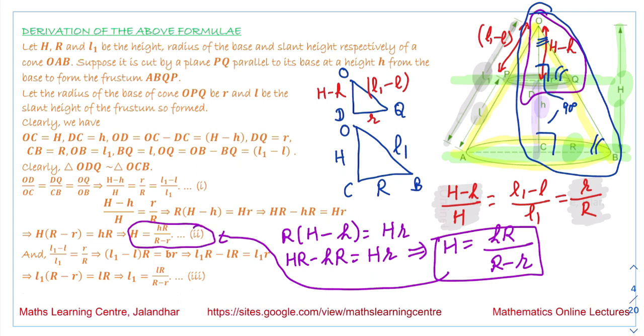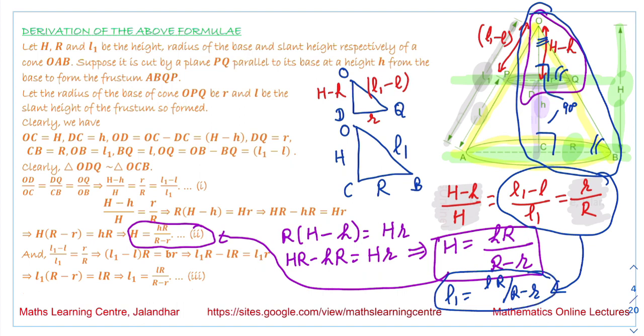Similarly, if we are comparing these two terms, we will get the value of L1 is equal to L into capital R over capital R minus small r. This is the value of L1 that we will have. So moving on to our next slide, we are having these two values.